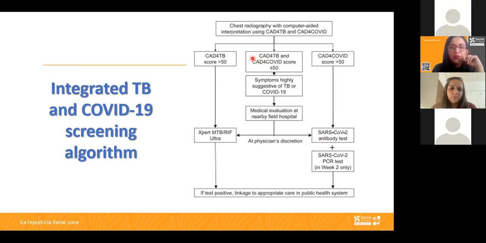And in the case of TB, we had people with CAT for TB and CAT for COVID scores less than 50, but who showed symptoms highly suggestive of TB or COVID-19, such as cough or fever, which is something very similar as well. They would be referred to medical evaluation, which could be done at the same hospital, or in some cases, we could do a household follow-up where we would do the evaluation to see if this person still showed symptoms or required an additional test.